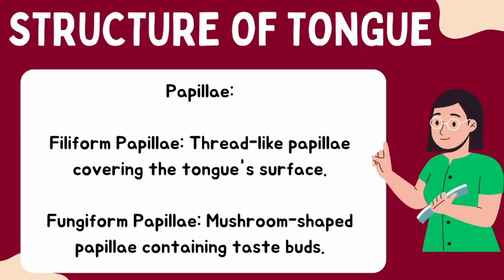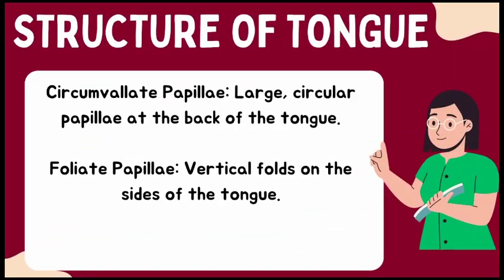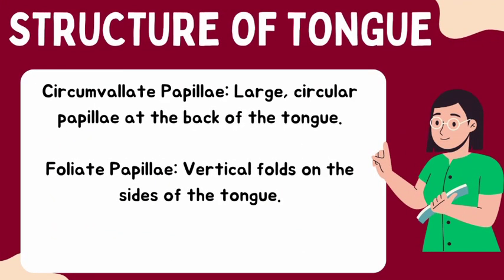Second, papillae. First, filiform papillae, thread-like papillae covering the tongue surface. Second, fungiform papillae, mushroom-shaped papillae containing taste buds. Third, circumvallate papillae, large, circular papillae at the back of the tongue. Fourth, foliate papillae, vertical folds on the sides of the tongue.